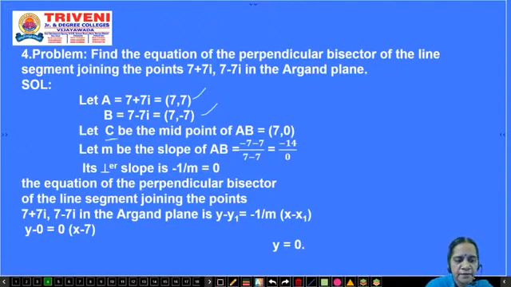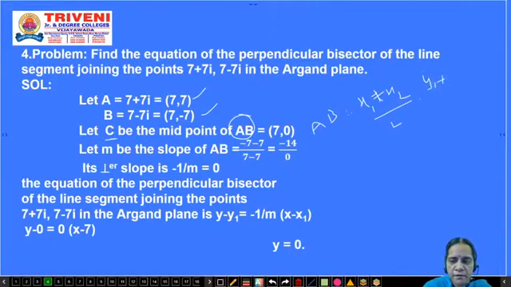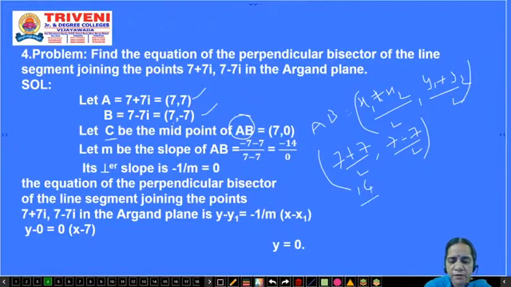C is the midpoint of AB. What is the midpoint of AB here? The formula of the midpoint is (x1 plus x2) by 2 comma (y1 plus y2) by 2. Here (x1, y1) is (7, 7) and (x2, y2) is (7, -7). So 7 plus 7 is 14 by 2, comma 7 minus 7 is 0. 14 by 2 is 7, so the midpoint of AB is (7, 0).